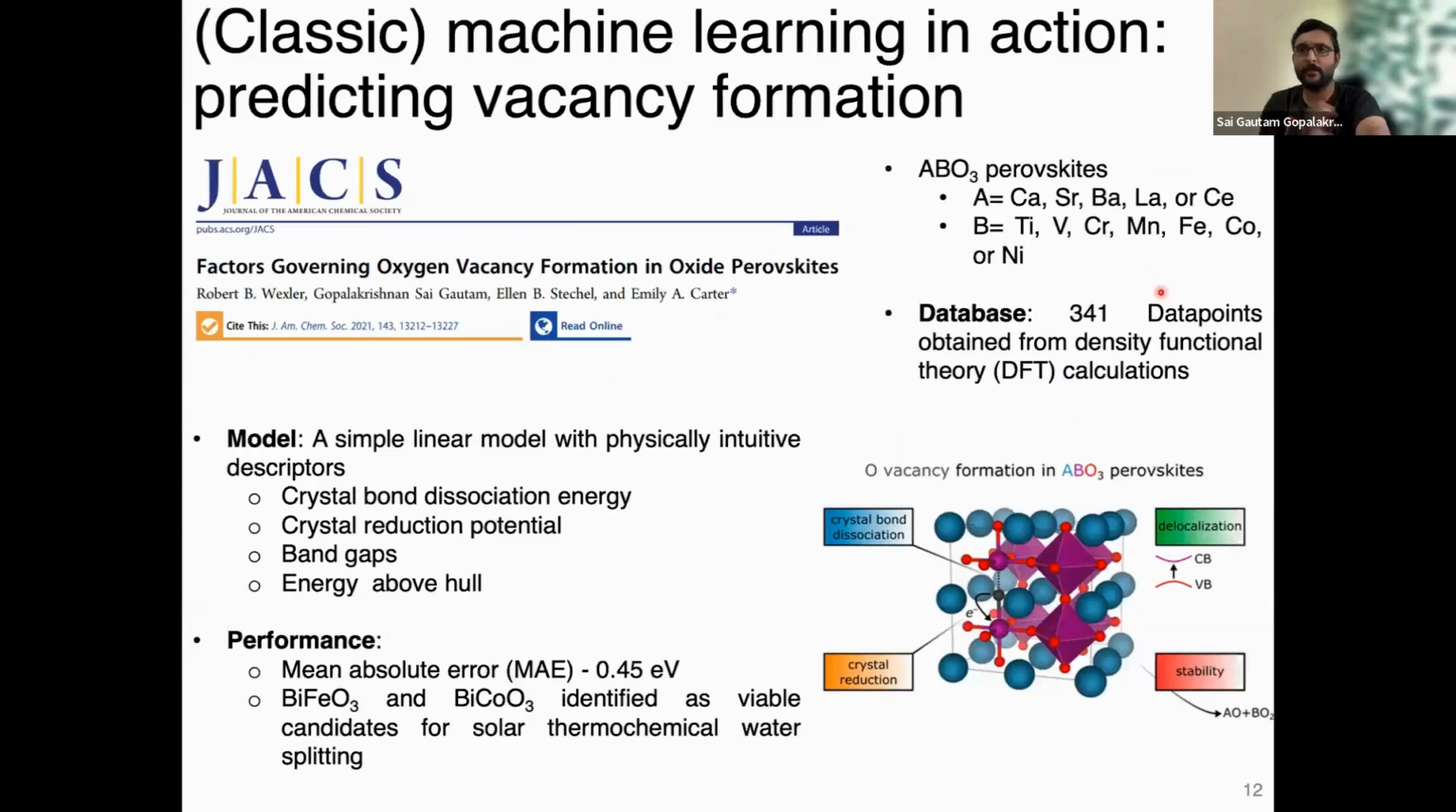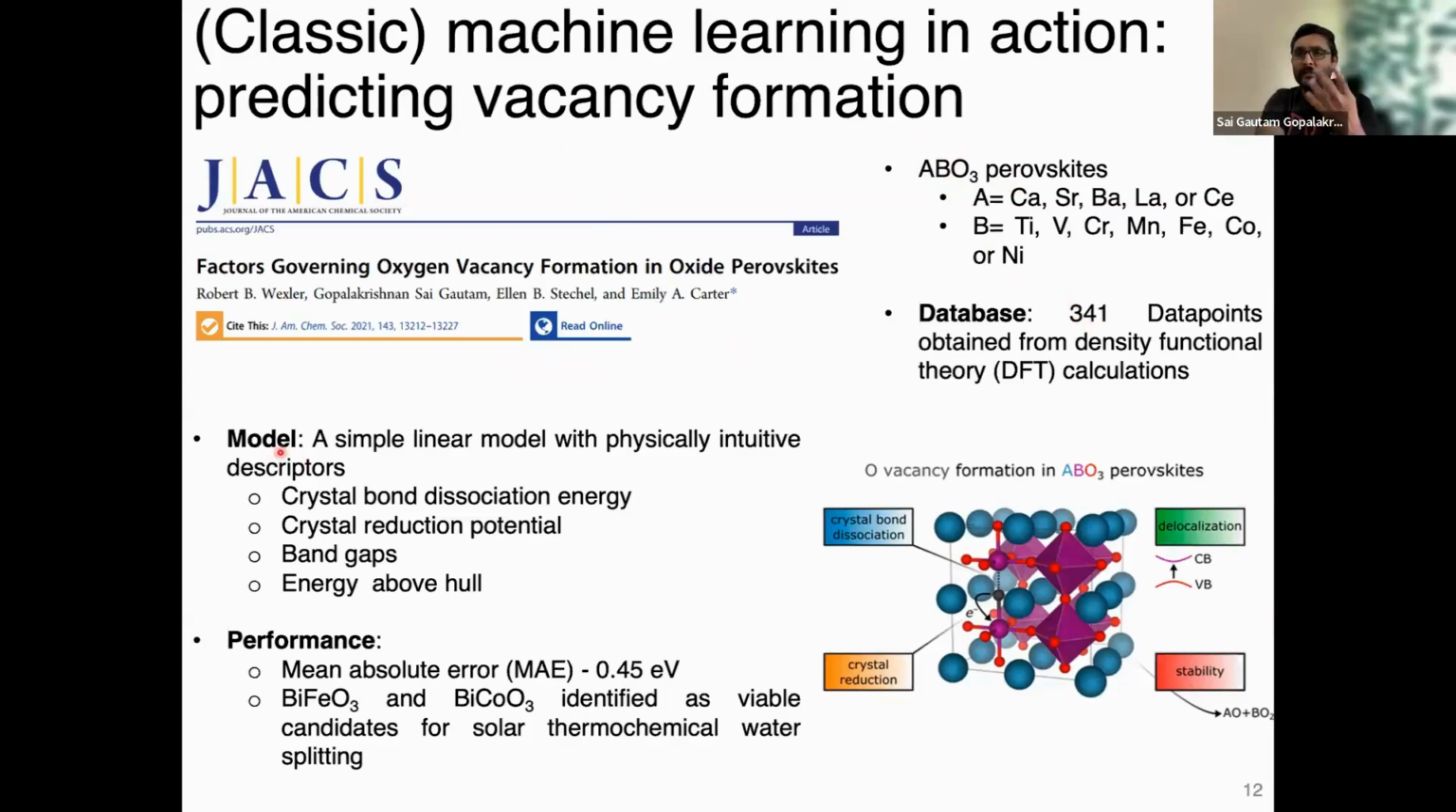Okay. So, let me give you a couple of examples of these simple machine learning models for material science. This is an example that I'm actually a part of. Here we try to predict the vacancy formation energy in oxide perovskites, so ABO3 perovskites. They have their own applications in water splitting, so basically in hydrogen generation. The data set was fairly small, only about 341 data points. Typically when you have a small data set, you want simple models, or you at least want to try out simple models.